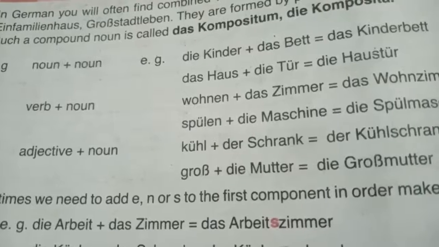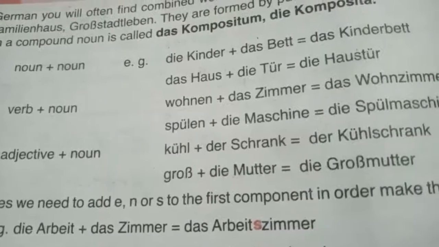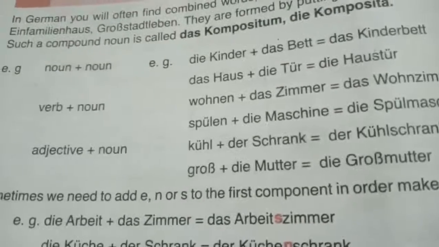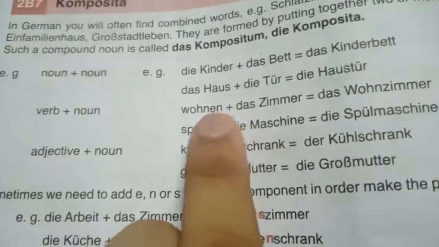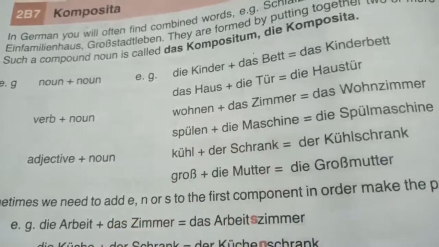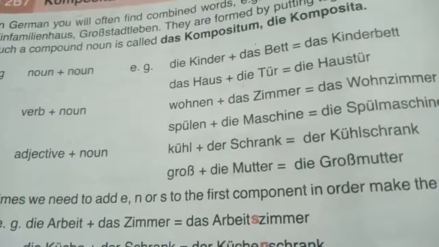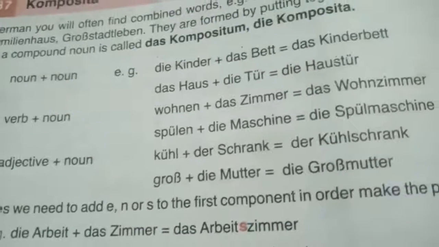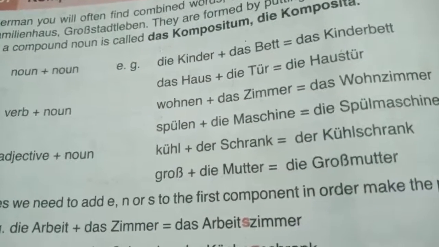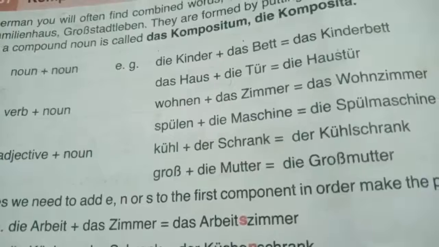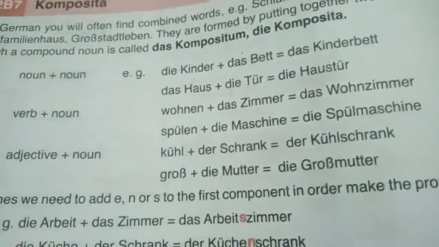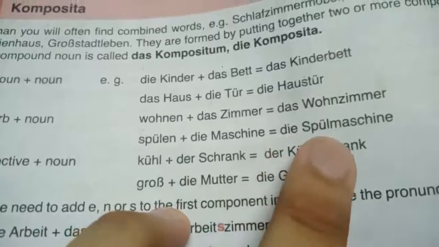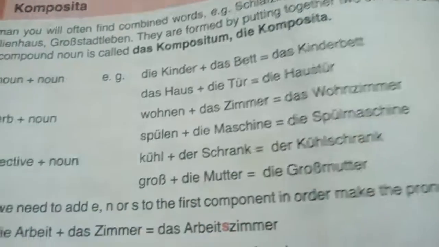Next is verb plus noun. So that is wohnen plus das Zimmer is das Wohnzimmer. They said verb because wohnen is nothing but to live. Spülen plus die Maschine. So spülen is nothing but to wash. So die Maschine is equal to die Spülmaschine, the washing machine.